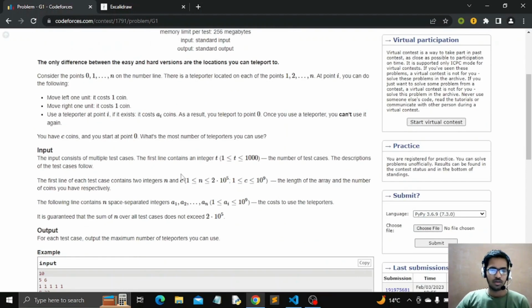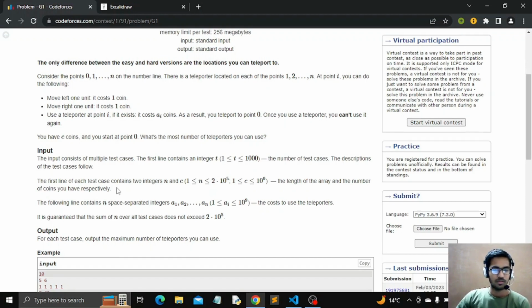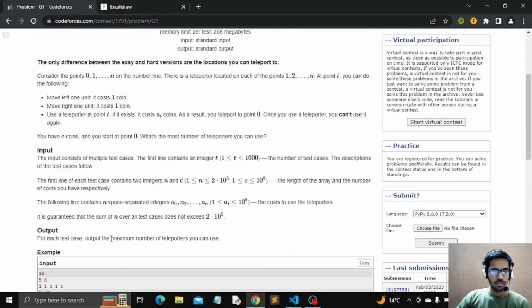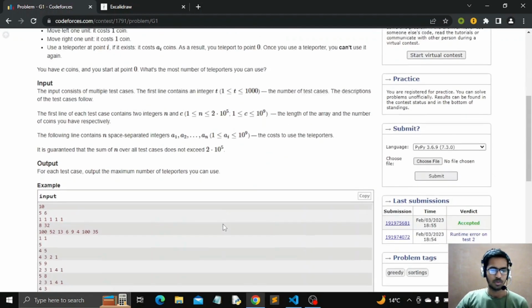In the input, we'll be given t test cases. In the first line, we'll be given two integers n and c, where n is the size of the array and c is the number of coins which we'll be having. In the second line, we'll be given n space separated integers, where each element represents the cost of teleporting from that point. And we need to output the maximum number of teleporters that we can use. So this was the problem statement.